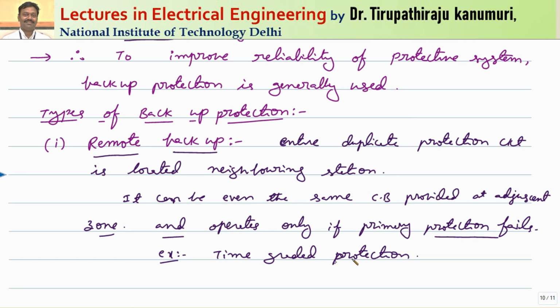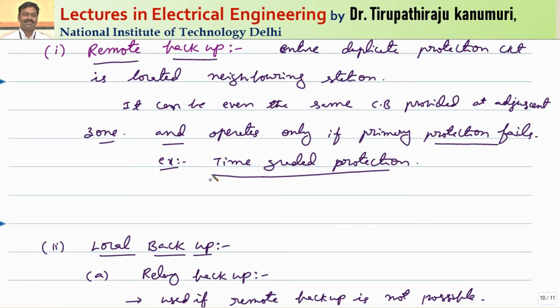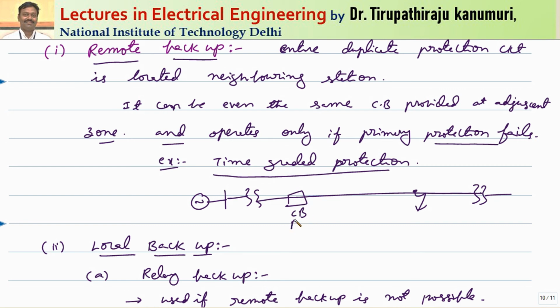Let us assume for the case of transmission lines, we can go for the time graded protection. The meaning of time graded protection is, let us assume I have a transmission line. So there is a generator, a transformer, a transmission line, and again a transformer. Let us assume the fault has happened here. Whenever the fault happens here, let us assume this circuit breaker is A. This A should trip first.